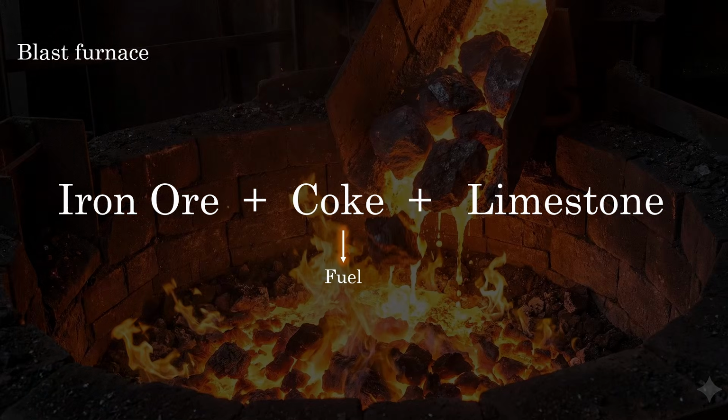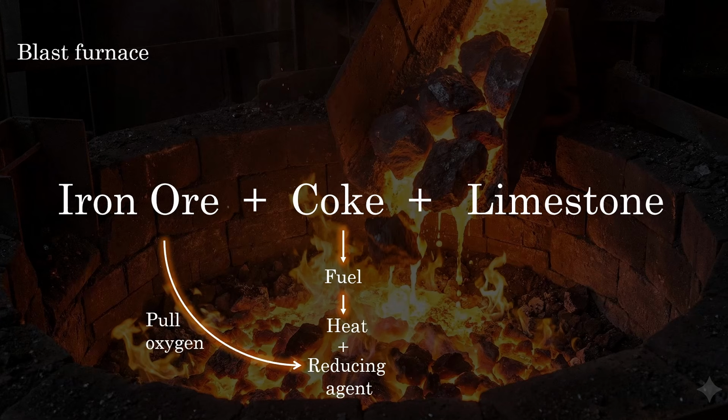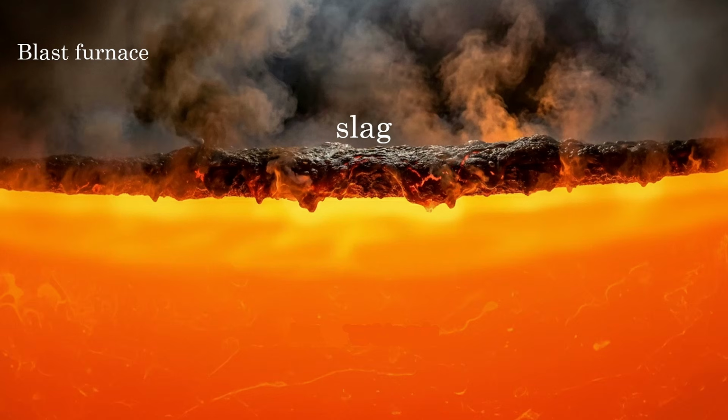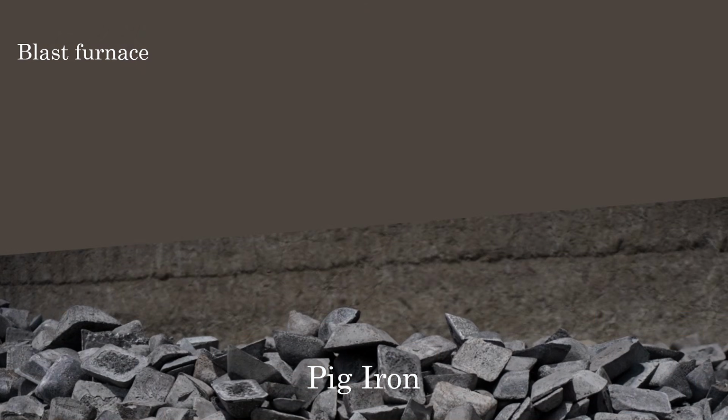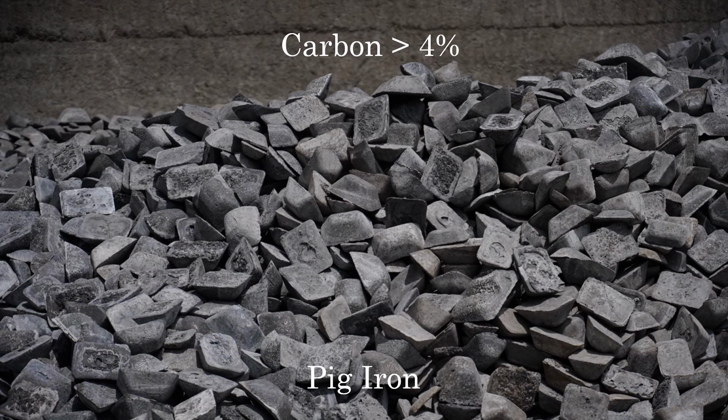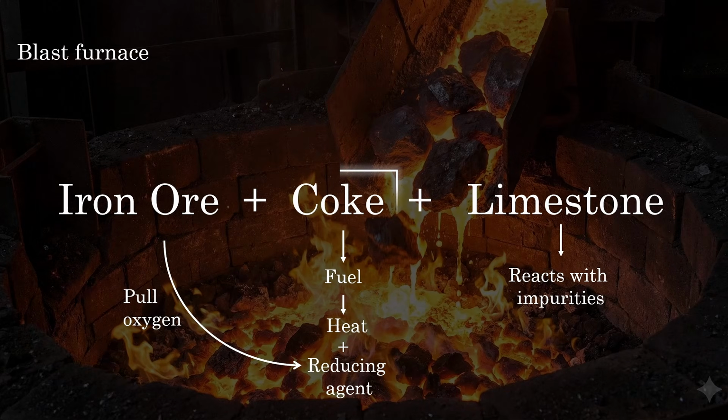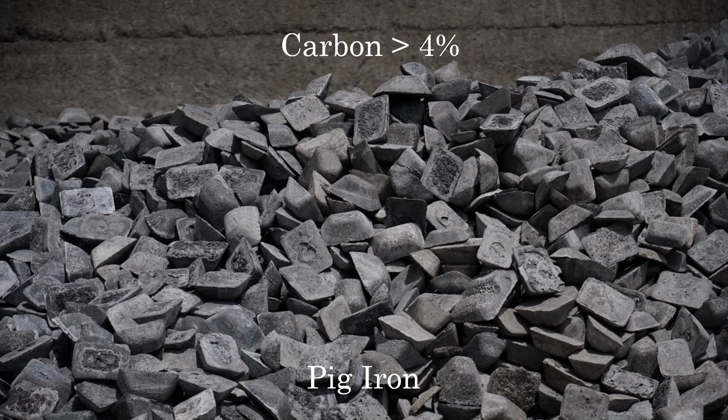Coke is a fuel. It provides heat and also acts as a reducing agent to pull oxygen out from the iron oxide. Limestone reacts with impurities and forms a liquid slag. This slag floats on top of the molten iron and is removed easily. When the molten iron settles and cools down, at the bottom we get pig iron. Pig iron has very high carbon, sometimes up to 4%, mainly because the coke, which is basically carbon, mixes with the iron in the blast furnace. Now the pig iron cannot be directly used because it has too much carbon.